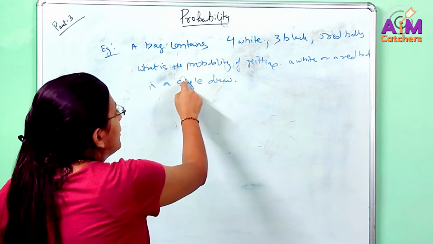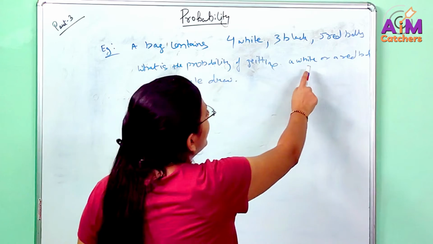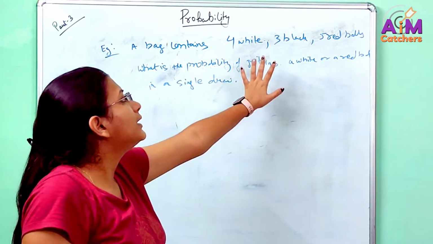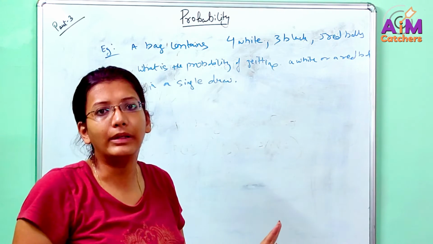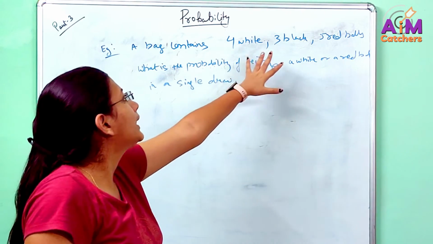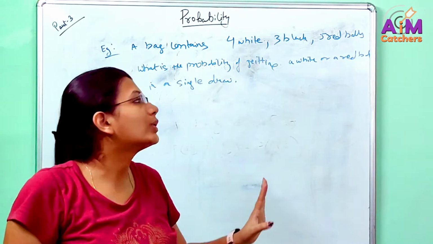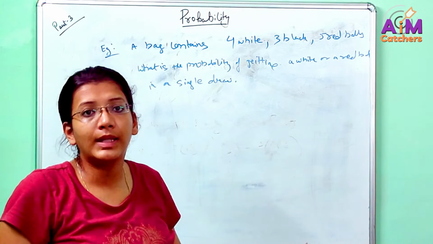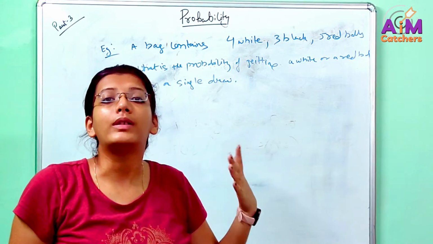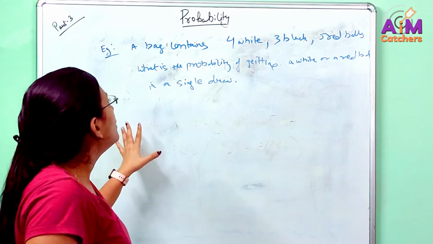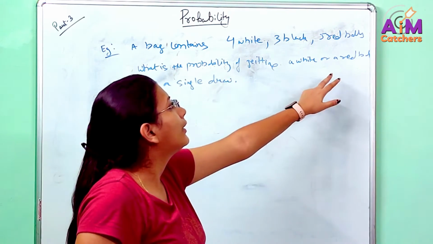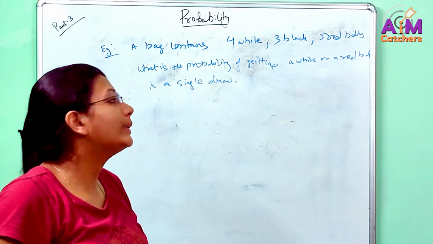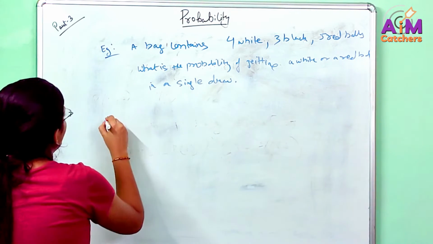Since it is a single draw, and you have to find the probability of getting a white or a red ball, if you get white in a single draw, then the chances of getting red and black are eliminated. Or if you get black, the chances of getting white and red are eliminated, right? So these are mutually exclusive events. The occurrence of one will eliminate the occurrence of the other. The question is asking for a white or a red ball, and "or" again signifies union, A union B.